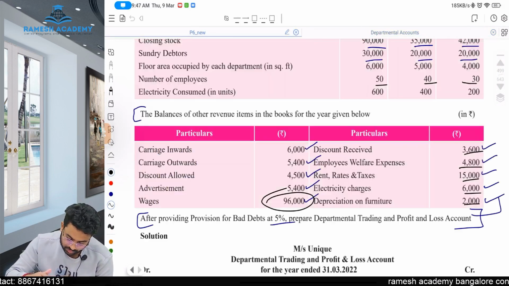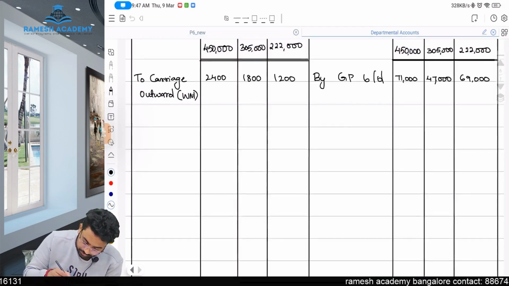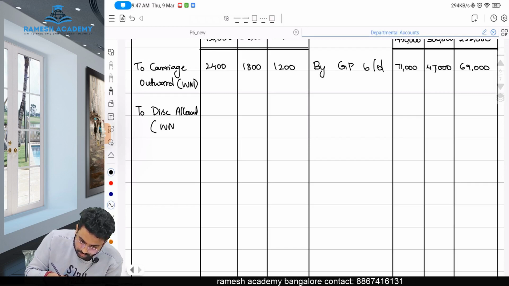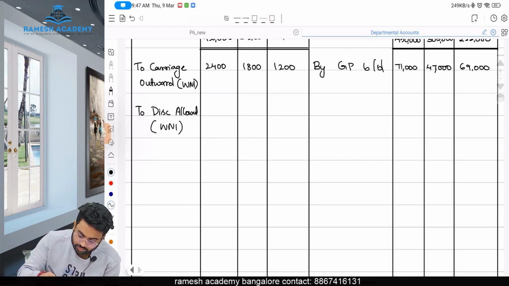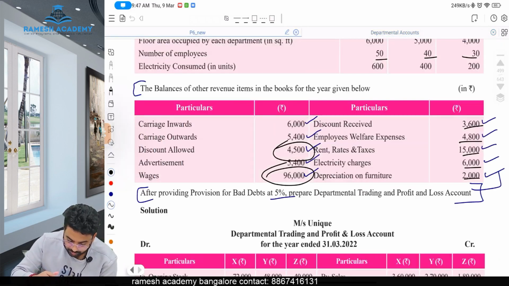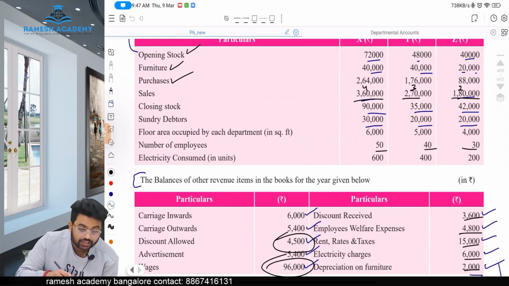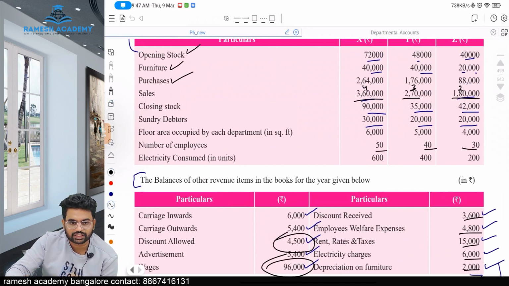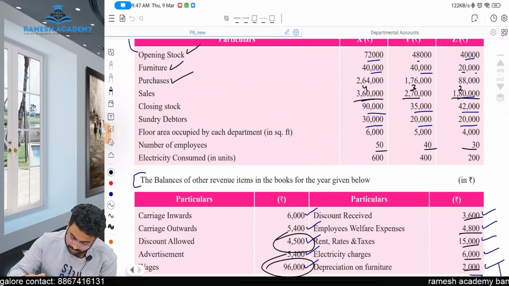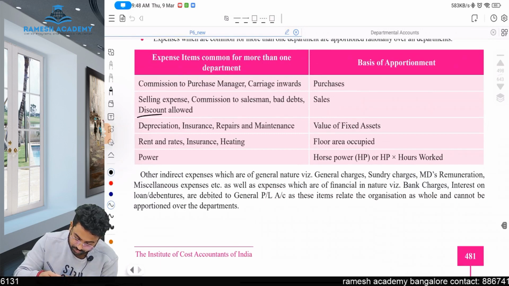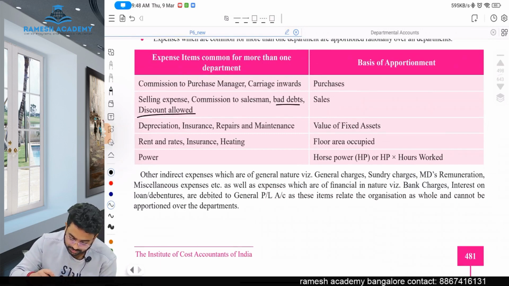Next, discount allowed is there. To discount allowed, working note number 1. Discount for whom will you allow? For your debtors. Your debtors will be on your sales basis, right? So you are going to allocate discount allowed on a sales basis. See here, bad debt, discount allowed, etc. on sales basis.